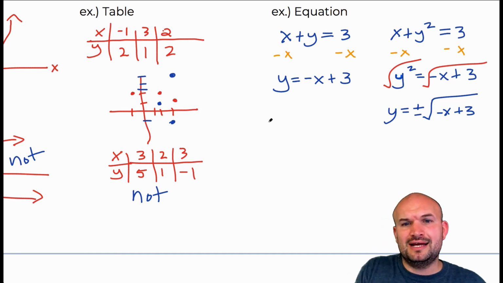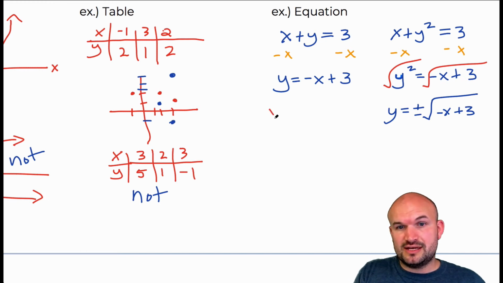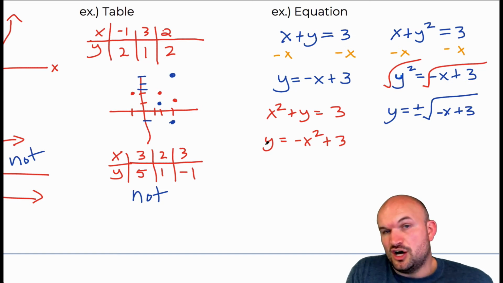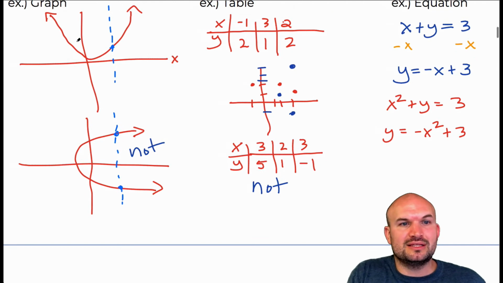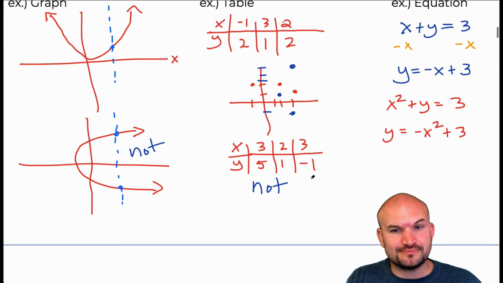Just a little FYI, that doesn't work if it looks like this. Let's say I have x squared plus y equals 3, then I have y equals negative x squared plus 3. And notice that's fine, right? You're still isolated for y, and for every value of x, I'm still going to get my one y. That's going to look something like this, so it's still going to be a function.